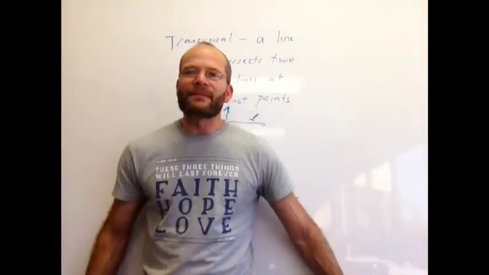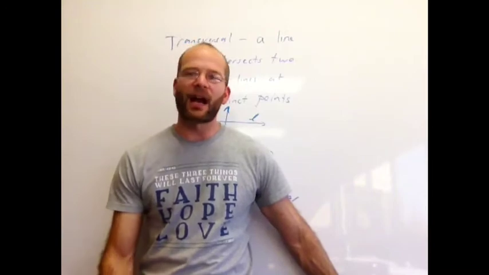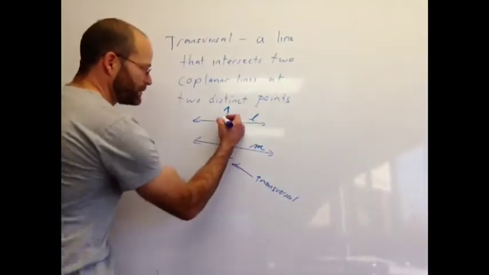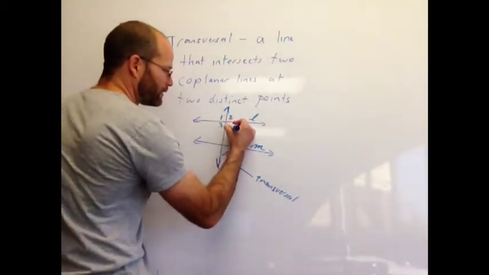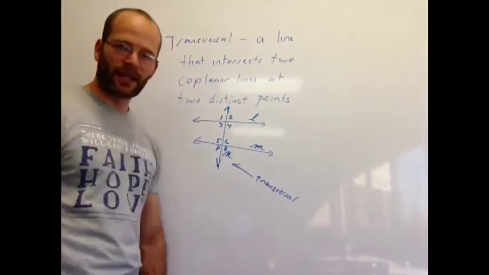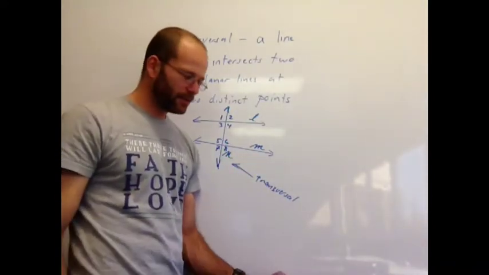Now we need to identify some angle pairs associated with every transversal. To make that a little bit easier, I'll just number some of the angles that have occurred in this diagram here. This will be angle 1, 2, 3, 4, 5, 6, 7, 8. Okay? And the first pair of angles I need to talk about are called corresponding angles.